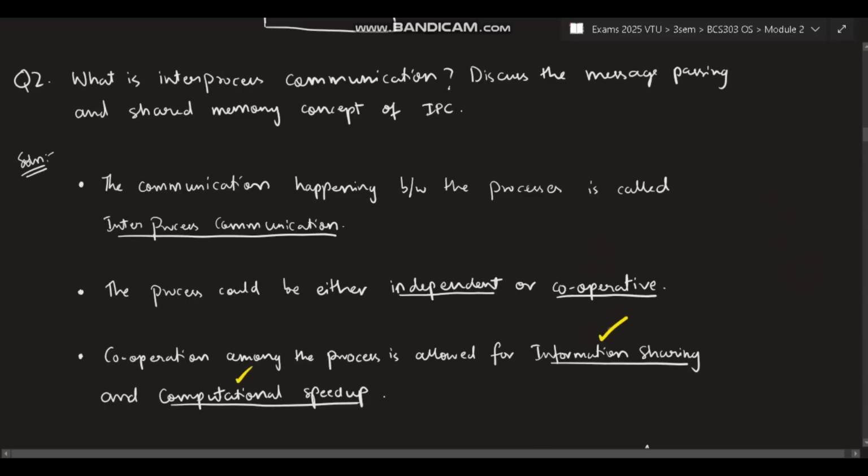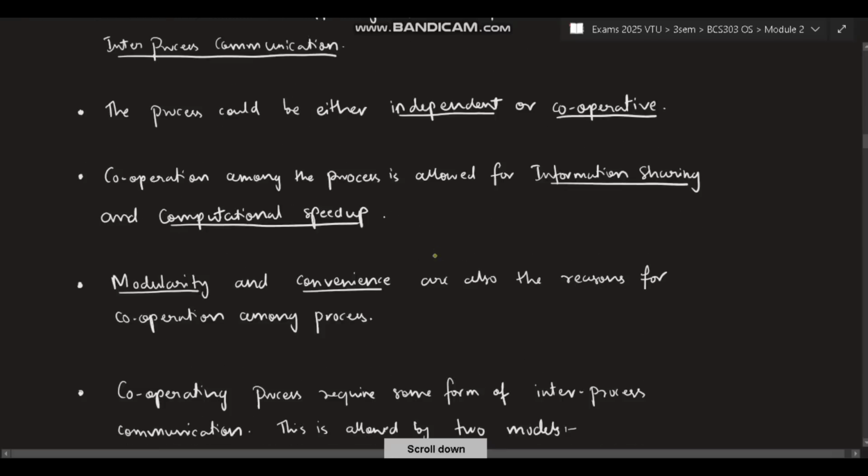Whenever we cooperate among the processes, either we need some information which is there in the other process, that information is required by this process, or for computational speedup, to speed up the computation. If we take some data, we need not calculate that data again, so we can just take it and continue, so it will speed up the process, right? So these are the two reasons why we use cooperation.